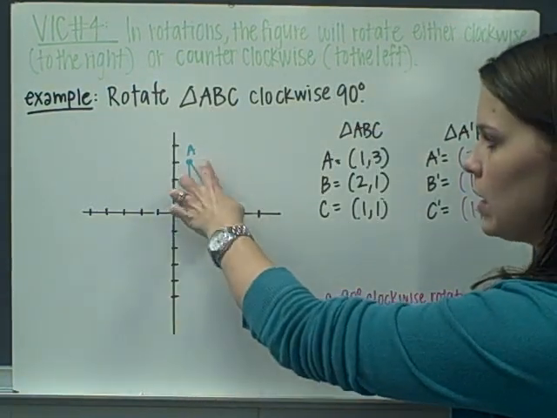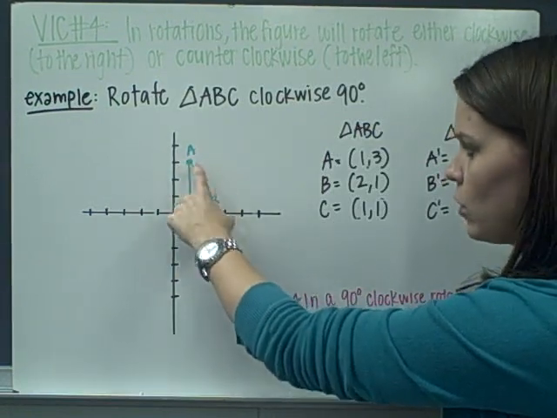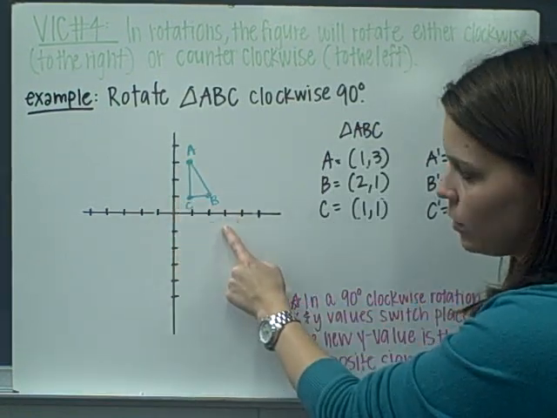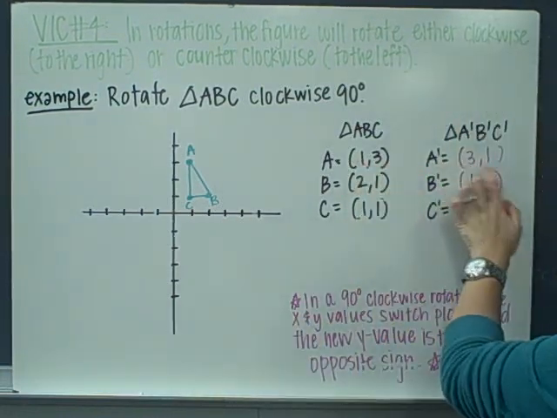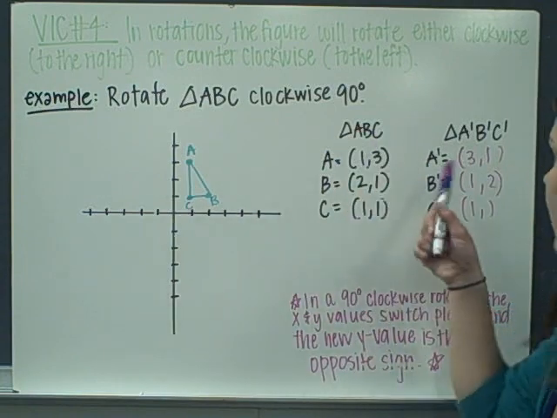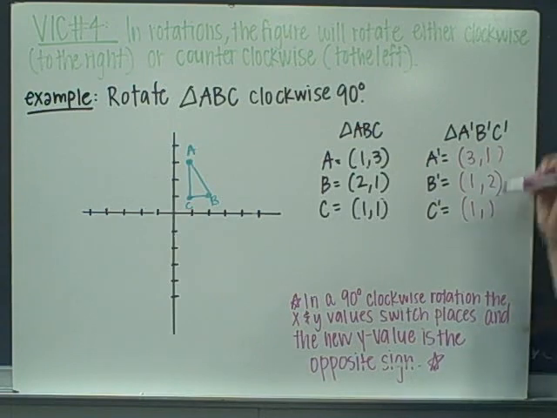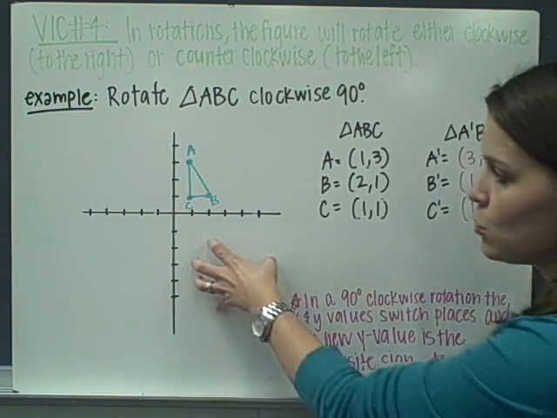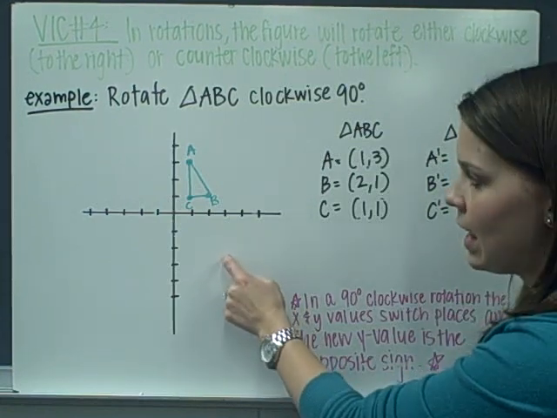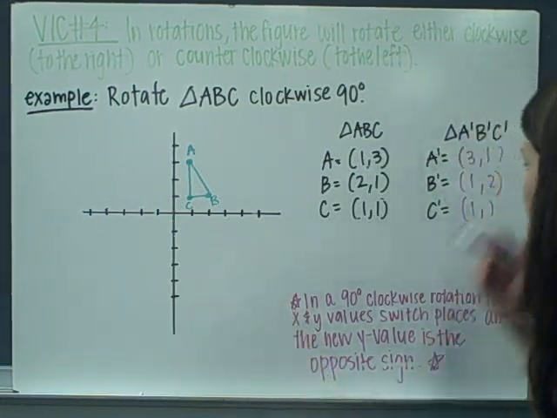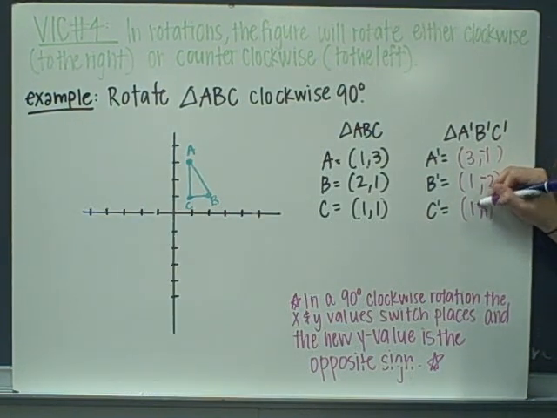Because if we rotate this, this point at 1, 3 is going to rotate itself to this point right here at 3, 1. So what happened was that these flipped places. But not only did they flip positions, the new y value also becomes negative because we are in the bottom quadrant, we're in quadrant 4, and that is a negative y value. So this also becomes a negative 1, a negative 2, and a negative 1.